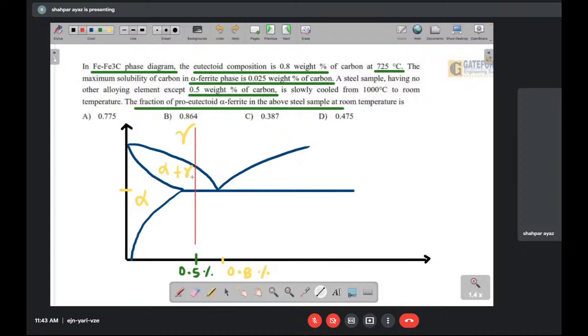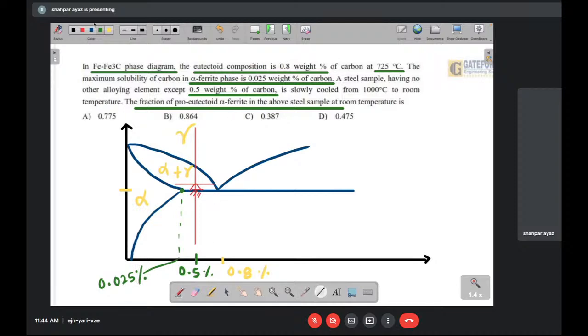Remember that. So how to get alpha pro? Just draw a horizontal line, just above 725, so the line will be slightly like this. We have to place the fulcrum here. And the maximum solubility is given to us, at this point, which is 0.025%, and the end point is 0.8.